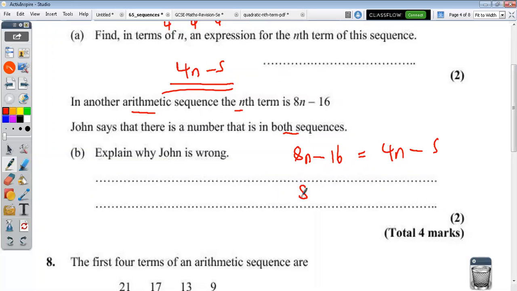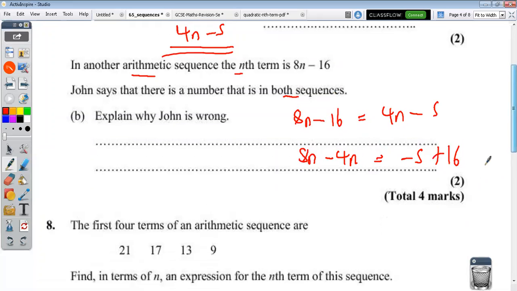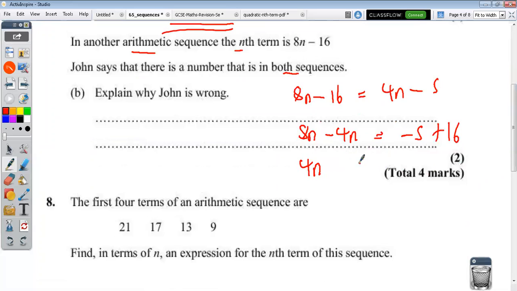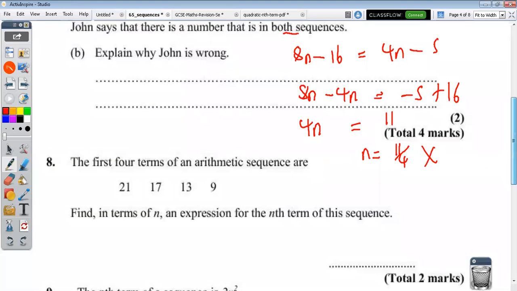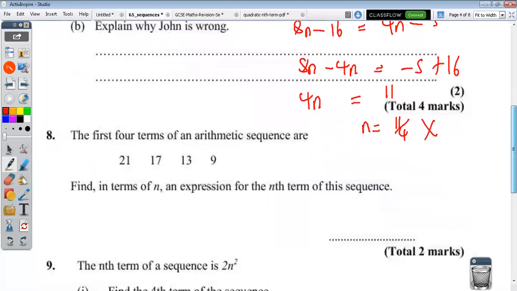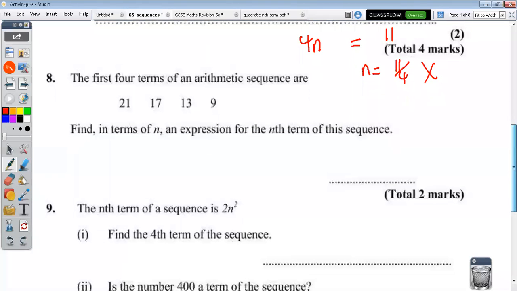So in maths, you group like terms. You bring the 4n and it becomes a minus 4n. Minus 5, you take the negative 16, it becomes a plus 16. Then if you subtract, you get 4n. If you use your calculator, you're going to see that it gives you 11. So n is equal to 11 over 4. So he's wrong because this is not a whole number. Clear? I would have a position as a fraction. Remember, n is for the position in a sequence. That makes sense?